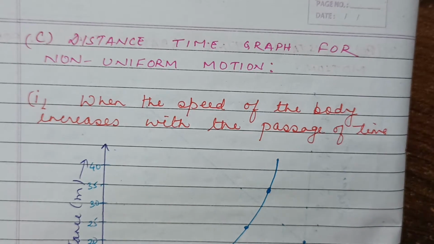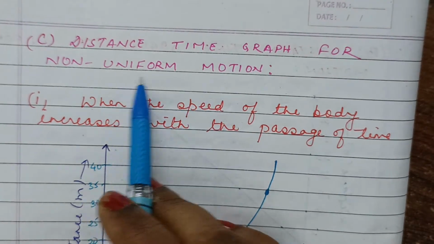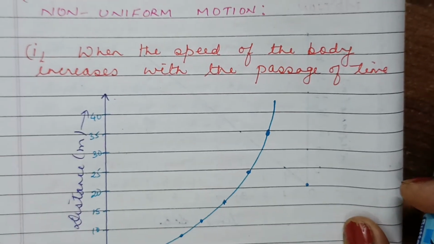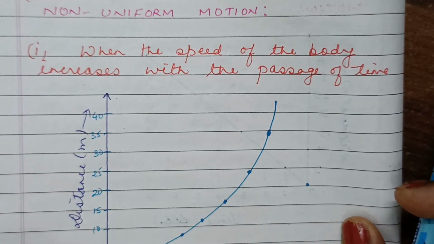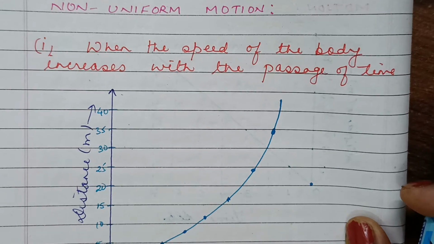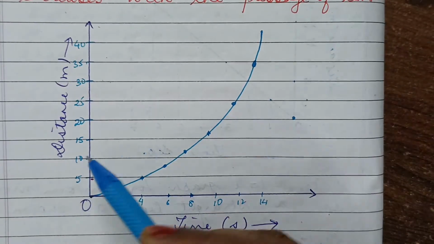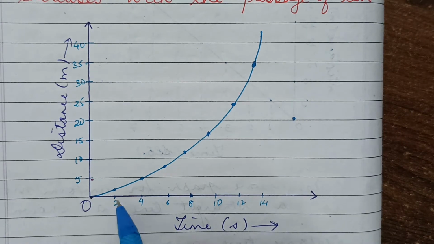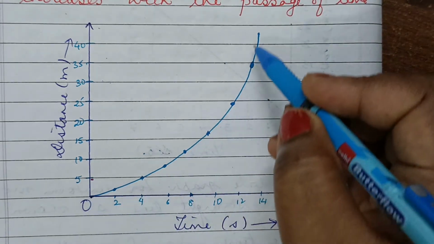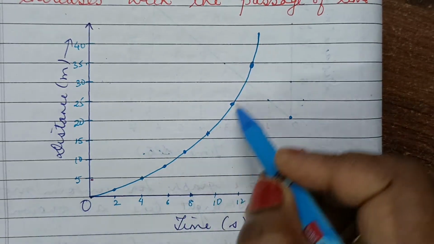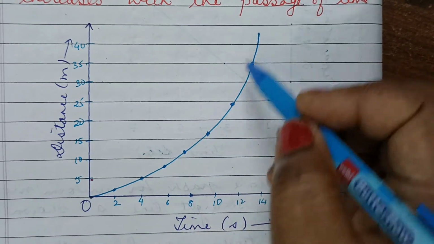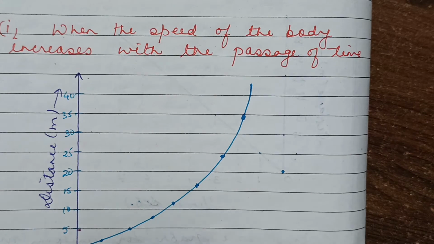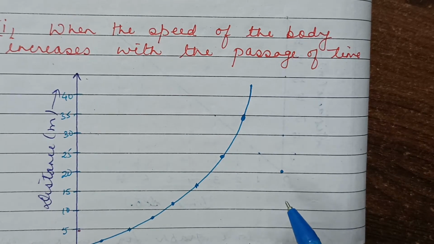The third type of graph which we will be studying now is distance time graph for non-uniform motion. Now what is non-uniform motion? You all know that it is when a body covers unequal distance in equal interval of time. Now when the speed of the body increases with the passage of time, then the type of graph which we will get is this. It is an increasing curve. In that case we get a graph in the form of increasing curve when the speed of the body increases with time.